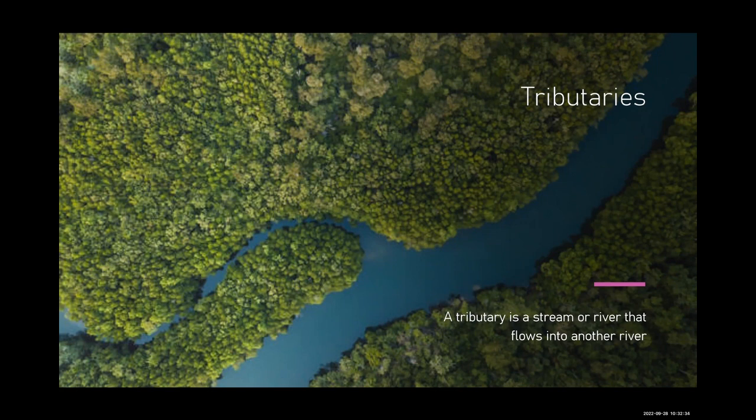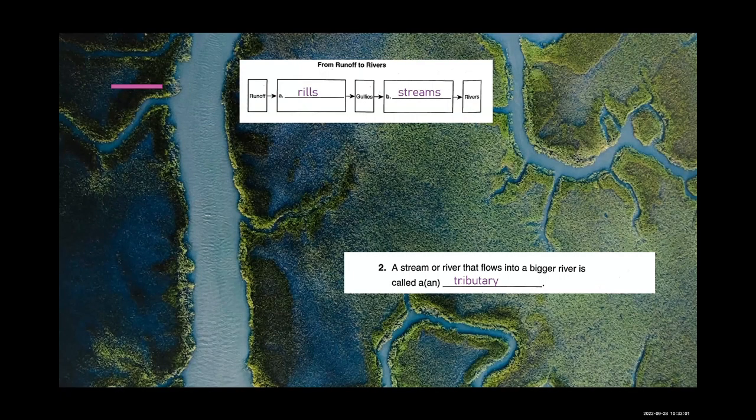Tributaries are important to understand when we start talking about environmental impacts of certain chemicals that can be used for farming and whatnot, and they can run off into smaller streams that are tributaries to larger rivers, and then they can cause larger ecological problems when they affect the wildlife in those rivers or the wildlife that depends on those rivers. So here we are again. Runoff leads to rills, rills lead to gullies, gullies lead to streams, and streams lead to rivers. And then a stream or river that flows into a bigger river is called a tributary.